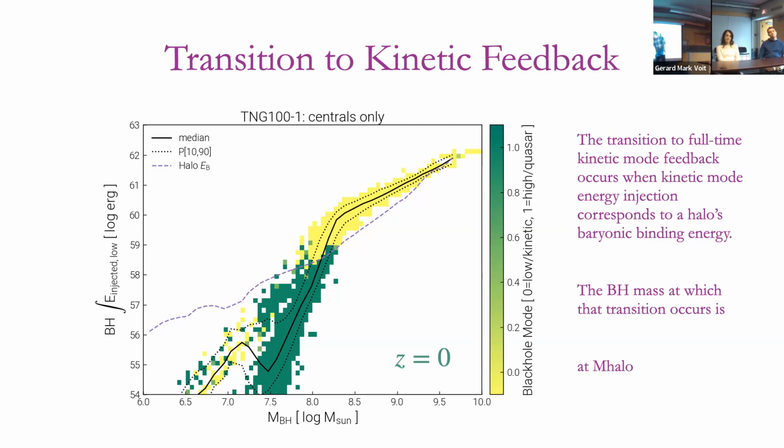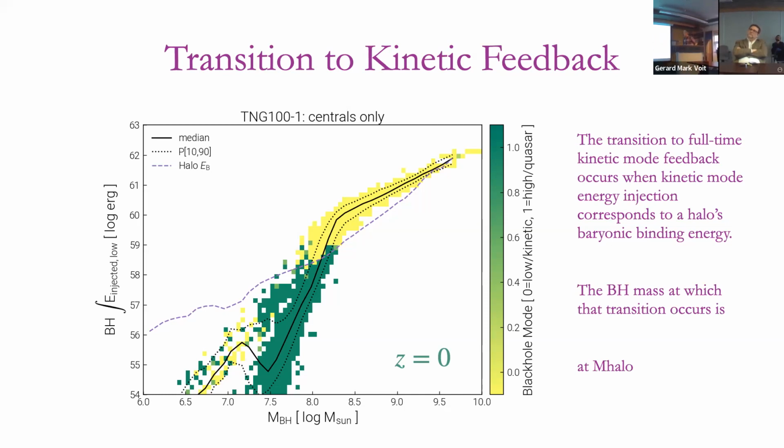And so the green is indicating black holes that are primarily in thermal mode, but because some cumulative energy has come out in kinetic mode, right? It's in kinetic mode some of the time. But once it's put in enough energy through kinetic mode, you start lifting all the gas, it finds itself in kinetic mode almost full time. Okay. So that's what this graph is trying to represent.